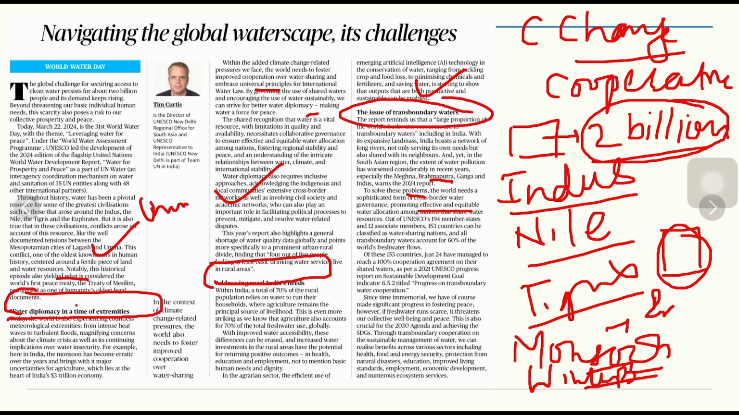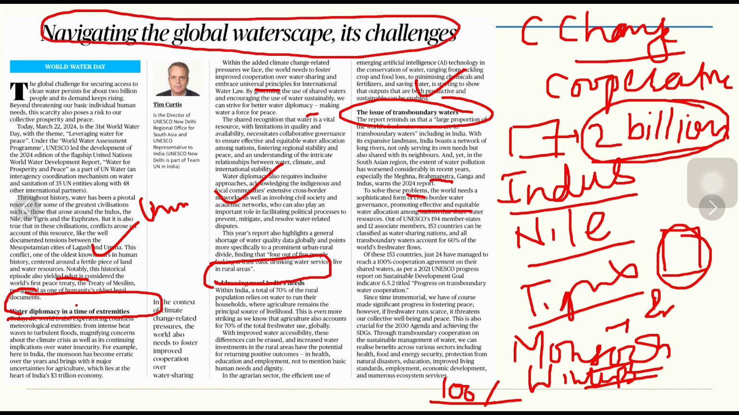Out of UNESCO's 194 member states and 12 associate members, 153 countries can be classified as water sharing nations, and all transboundary waters account for 60% of fresh waters. Out of these 153 countries, just 24 have managed to reach a 100% cooperation agreement on these shared waters, and this is one of the troubles for navigating the global water landscape. That's why we need to make sure that the 2030 agenda that seeks to achieve the Sustainable Development Goals has transboundary cooperation on the sustainable management of water.